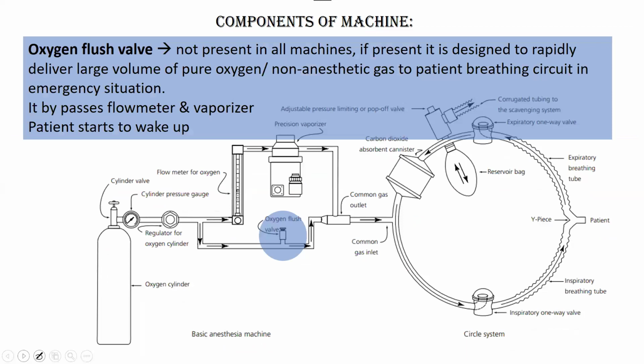Next we have the oxygen flush valve. First, you should know that it is not present in all machines, and if present, it is designed to rapidly deliver large volumes of pure oxygen, non-anesthetic gas, to the patient breathing circuit in an emergency situation. Basically, what happens normally, when this apparatus is working, the oxygen gas gets mixed with the gaseous anesthesia and keeps the patient in an unconscious state.